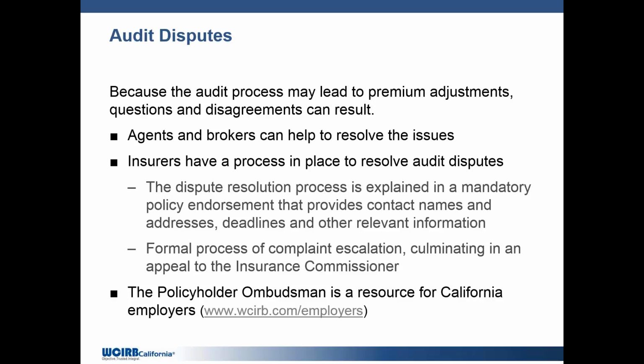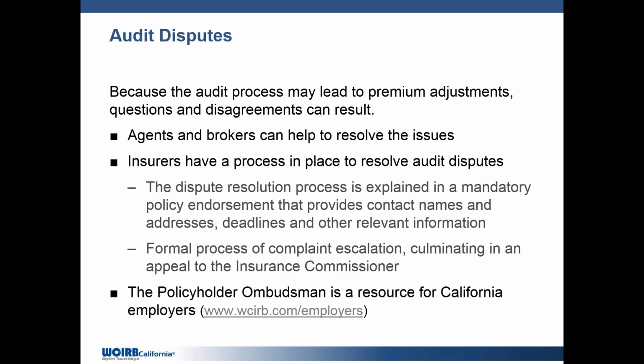So every insurer is required to have in place a process to resolve audit disputes. That's mandatory. And in that policy, there should be an endorsement that provides the contact names and addresses, the deadlines, and the other relevant information you're going to need in order to dispute that. In addition, if you're not satisfied, there should be additional information about the formal escalation process that would ultimately end in an appeal to the insurance commissioner.